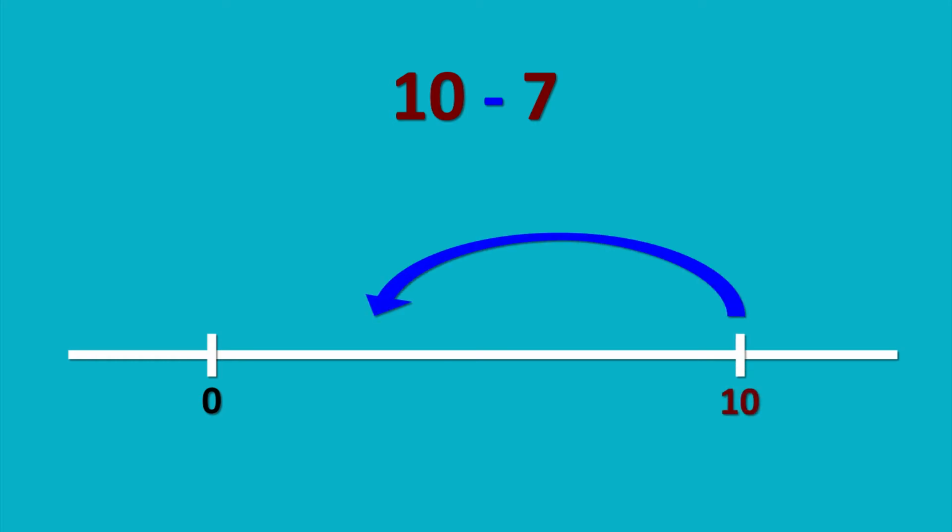Let's look at another basic calculation, 10 take away 7. With 10 take away 7, remember I start with my first number, so I'm starting at 10, and then I'm going 7 spaces to the left, which takes me to 3. So 10 take away 7 is 3. Again, very straightforward.